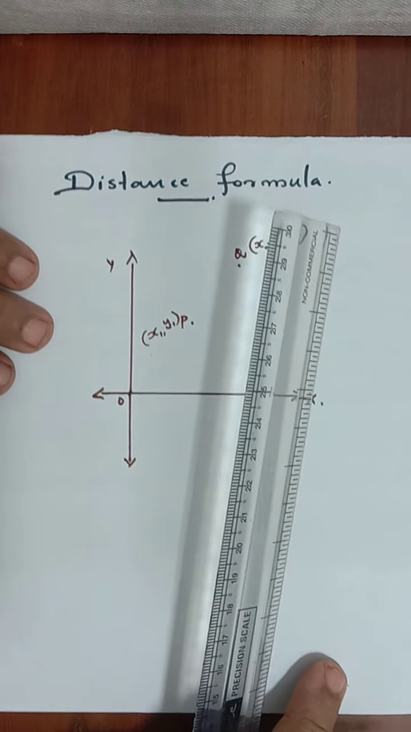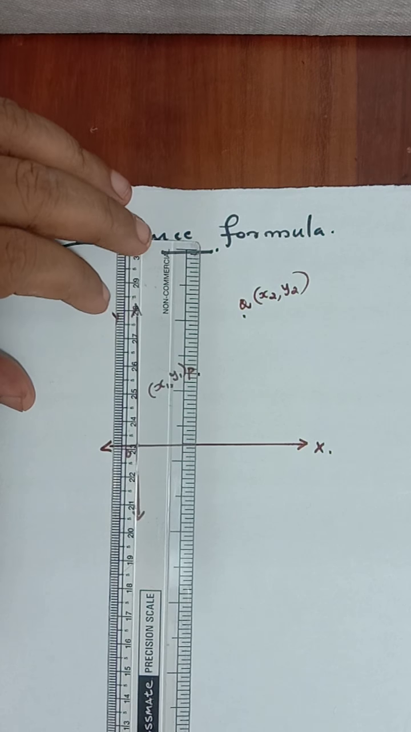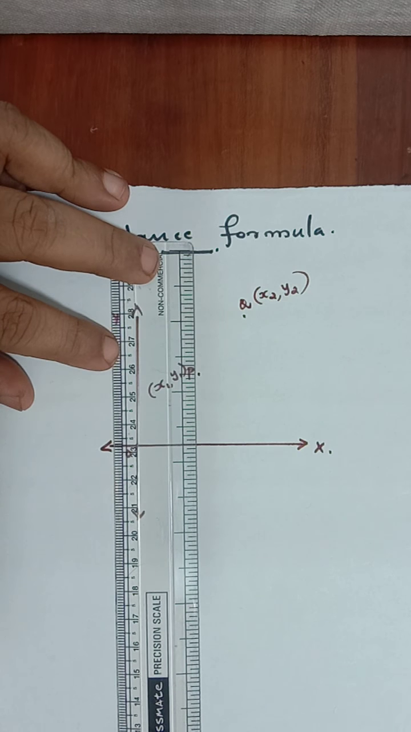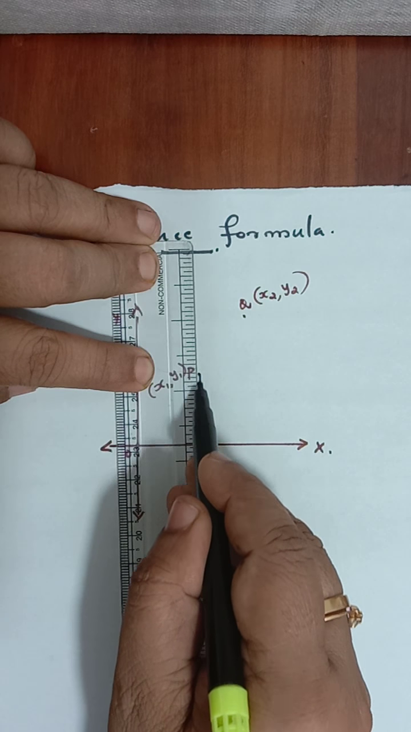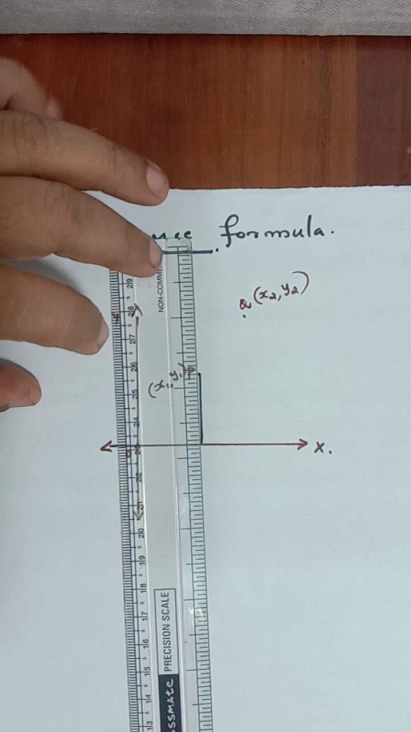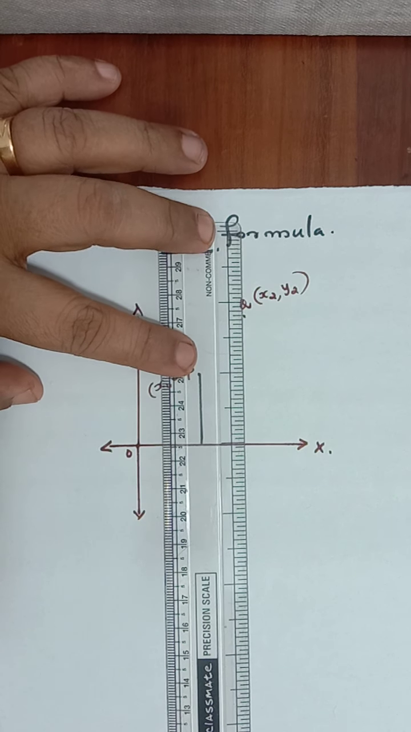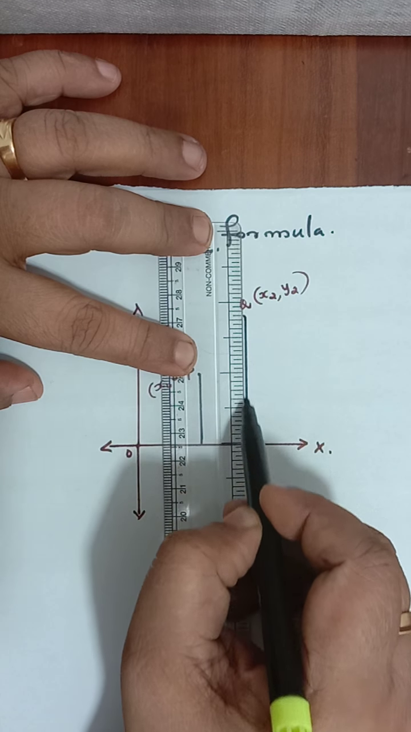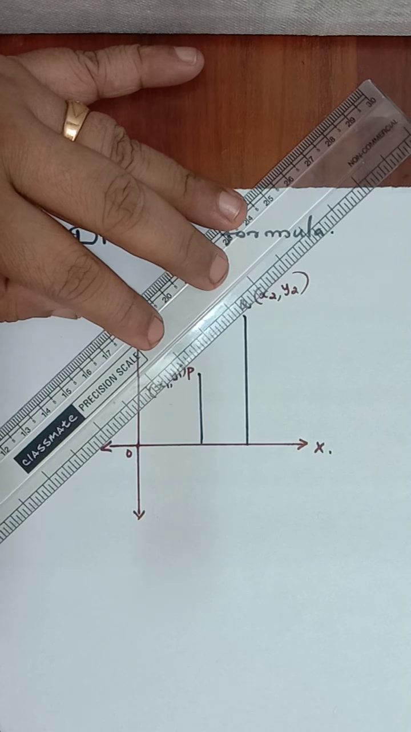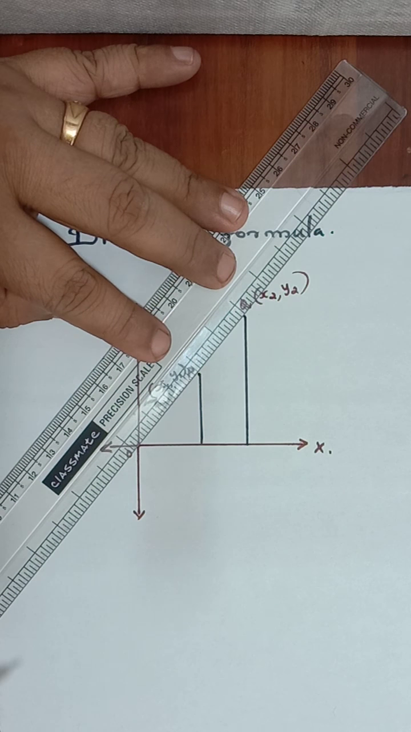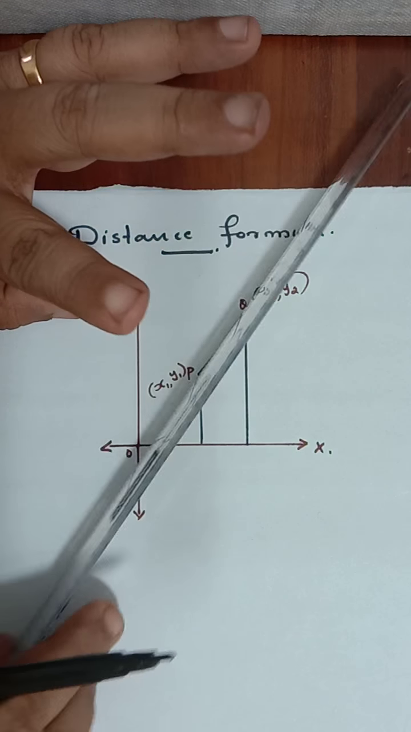Let us do this. First, we have to drop a perpendicular to OX, to the x-axis. Similarly, from Q also, I am going to draw a perpendicular to the x-axis. Let us join P and Q. That is the distance to be found out, in units. So PQ is the distance to be found out.